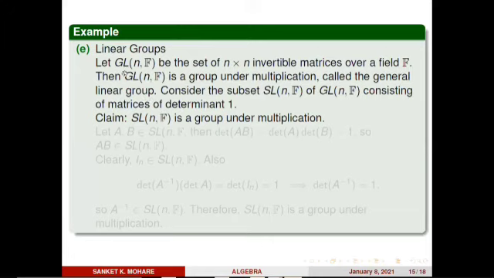So remember this example: GL(n, F) is the set of all n by n invertible matrices, and this set forms a group under the usual matrix multiplication. Such a group is called the general linear group. This is a standard example. Now consider the subset SL(n, F) of GL(n, F) consisting of matrices of determinant 1. We claim that SL(n, F) is a group under multiplication.